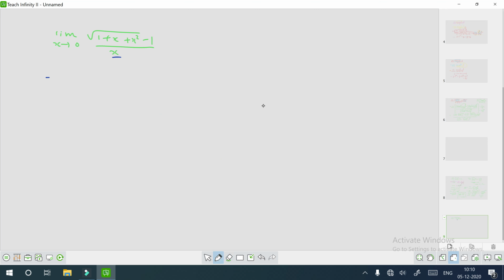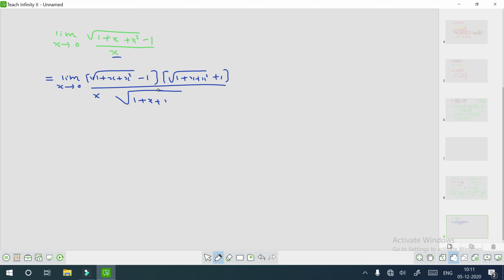That is equal to limit x tends to 0, (under root 1 plus x square minus 1) multiplied and divided by conjugate factor. અનુબદ્ધ અવયવ વડે અંશ અને છેદને ગુણવા પડે. (under root 1 plus x square plus 1). ક્લિયર? તો આ શું થશે?